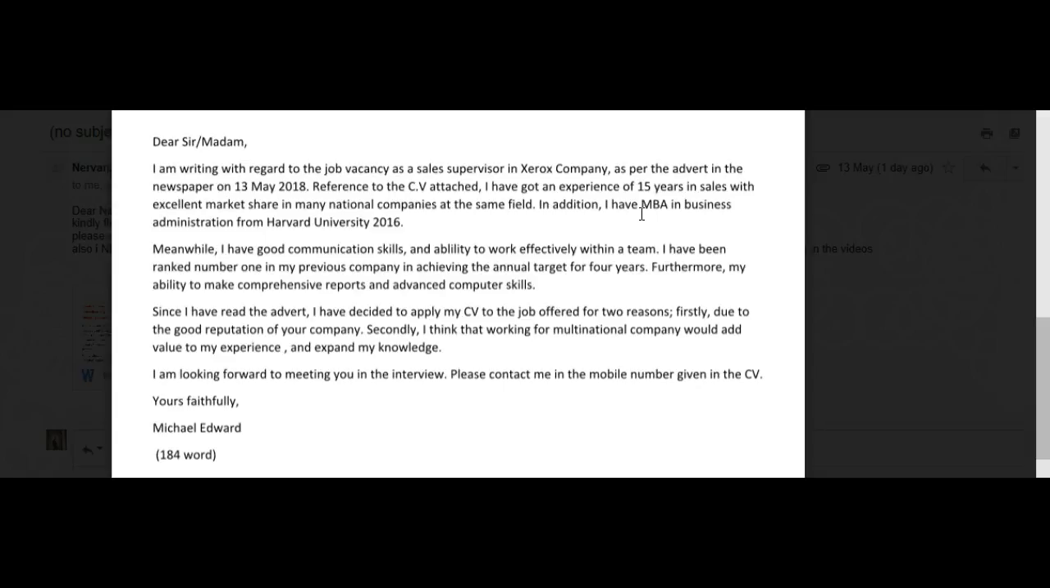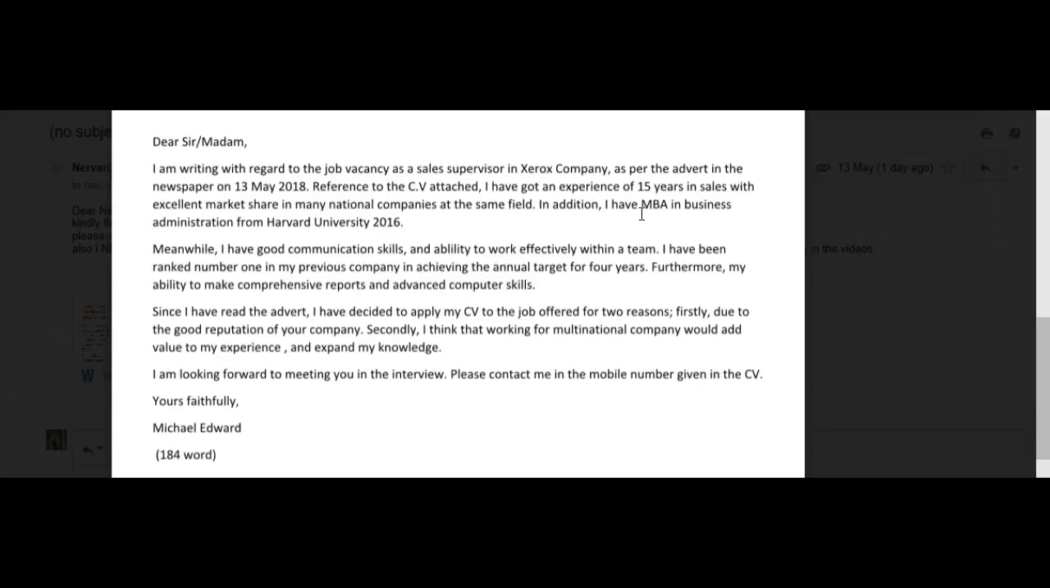I have been ranked #1 in my previous company in achieving the annual target for 4 years. Furthermore, my ability to make comprehensive reports and advanced computer skills, and then it's just a fragment, so it's not a full sentence. You need to complete it. So you could say something like, my ability to make comprehensive reports and my advanced computer skills made me very well respected by not only my department, but the company as a whole. Something like that. But I mean, you just have to finish the sentence, okay? Because it was just a fragment.